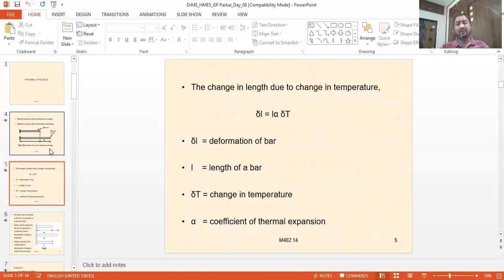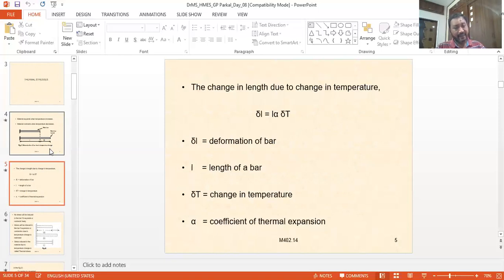Delta L is equal to L into alpha into delta T, where L is called the original length of the bar, alpha is called the coefficient of linear expansion, and delta T is called the change in temperature. Whenever the body is subjected to a rise in temperature, the final temperature will be more and the initial temperature is less. The difference will be positive. So here delta T is positive.